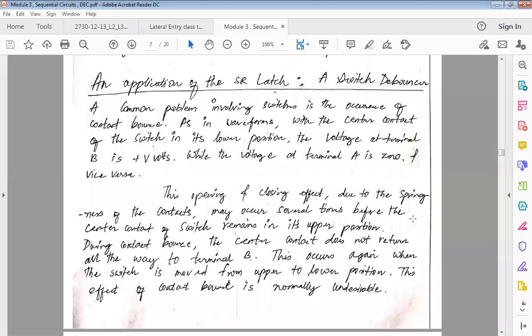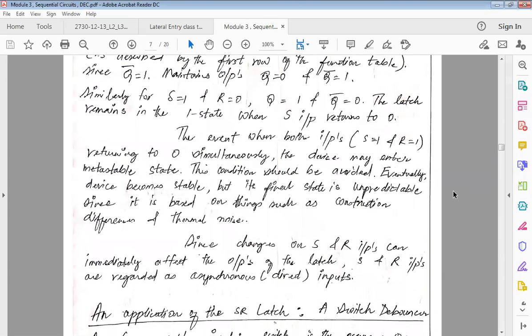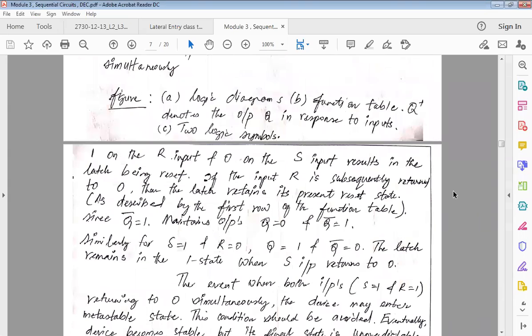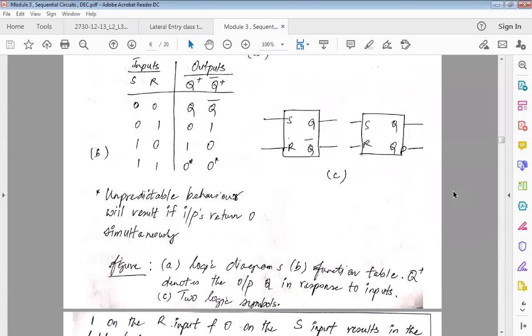Today we'll be discussing the switch debouncer. So this is an application of the SR latch. I think all of you know what a latch is. What's a latch? Sir, it is used to hold the data. Correct. It holds the value, or in common terms, we say the data is held.